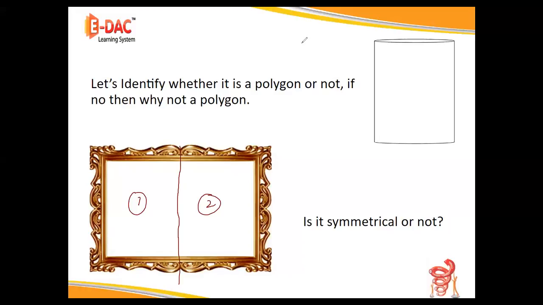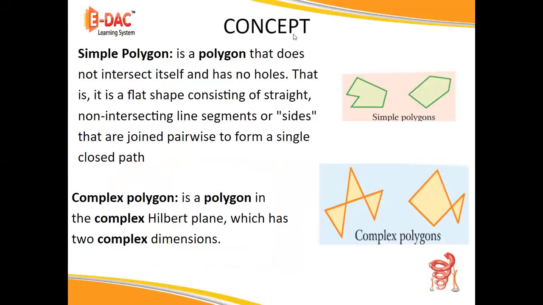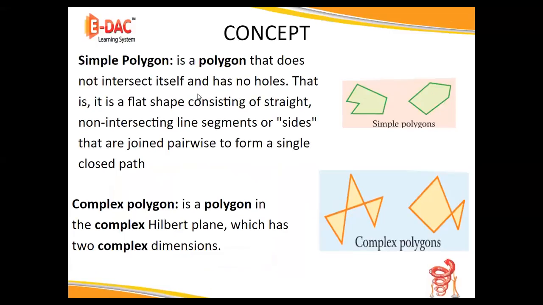Okay? Then I will go to the next. Regular and irregular figures. Regular, and the concept is simple polygon. A simple polygon is a polygon that does not intersect itself and has no holes. That is, it is a flat shape consisting of straight, non-intersecting line segments or sides that are joining pairwise to form a single closed path.